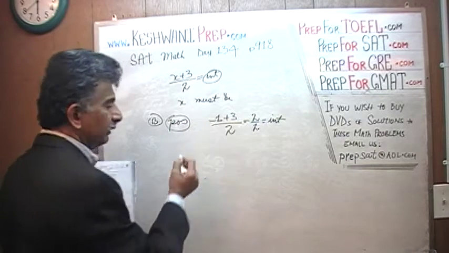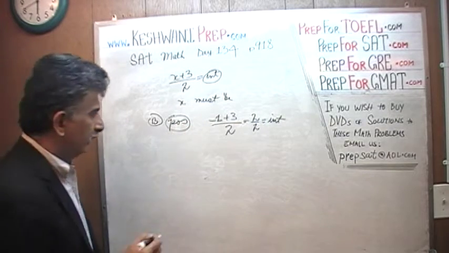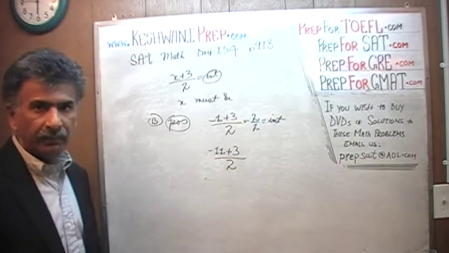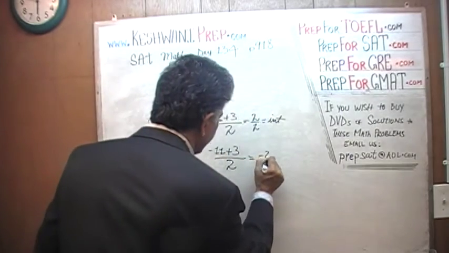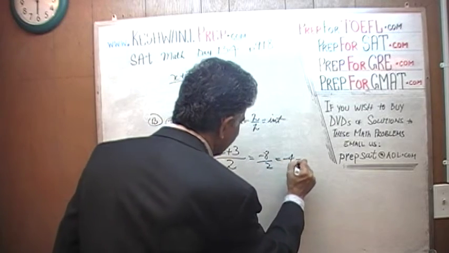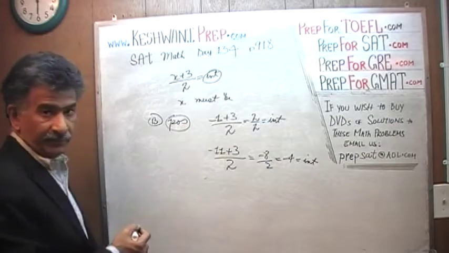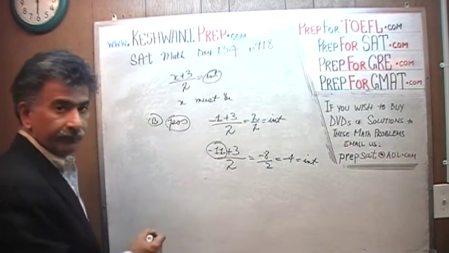Here we have a negative 1. And of course we didn't have to have negative 1. Instead of negative 1, we could have had negative 11, and it still would have worked. Negative 11 plus 3 is negative 8, and negative 8 over 2 is a negative 4, which is an integer. So x does not need to be positive. X could also be negative. B is not the answer.